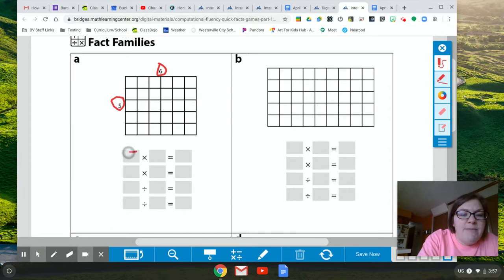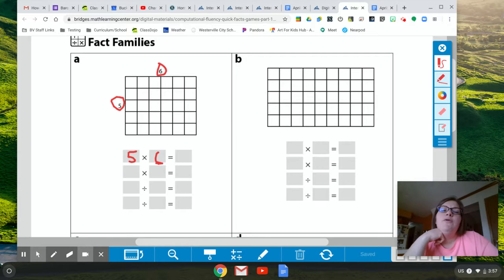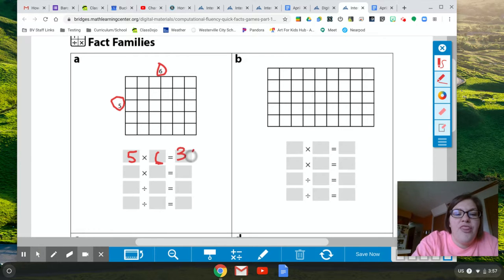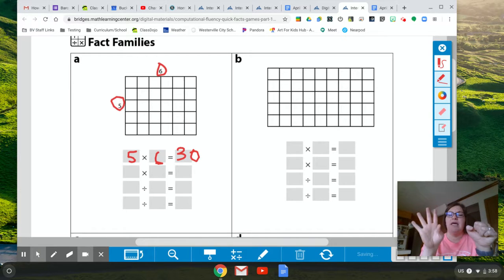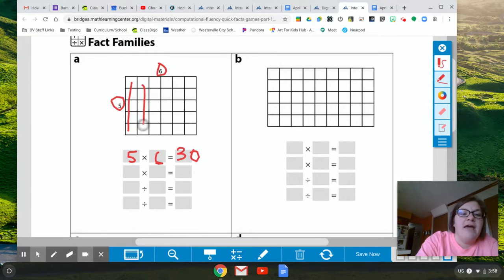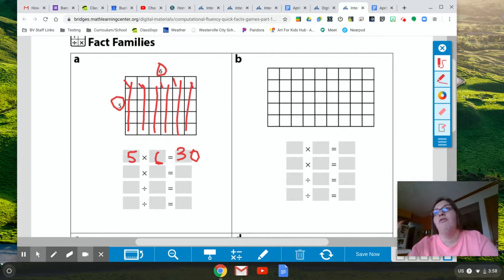The first one I'm going to come up with is 5 times 6. Take a minute and see if you can figure out what would be the product if I multiply 5 times 6. Awesome. 5 times 6, that product is 30. Now, if you didn't know it quickly, you could have counted by 5, 6 times: 5, 10, 15, 20, 25, 30. You could have counted the squares. Oh, look, 5, 10, 15, 20, 25, 30. Or you could have just gone 1, 2, 3, 4, 5, 6, 7, 8, all the way up to 30.